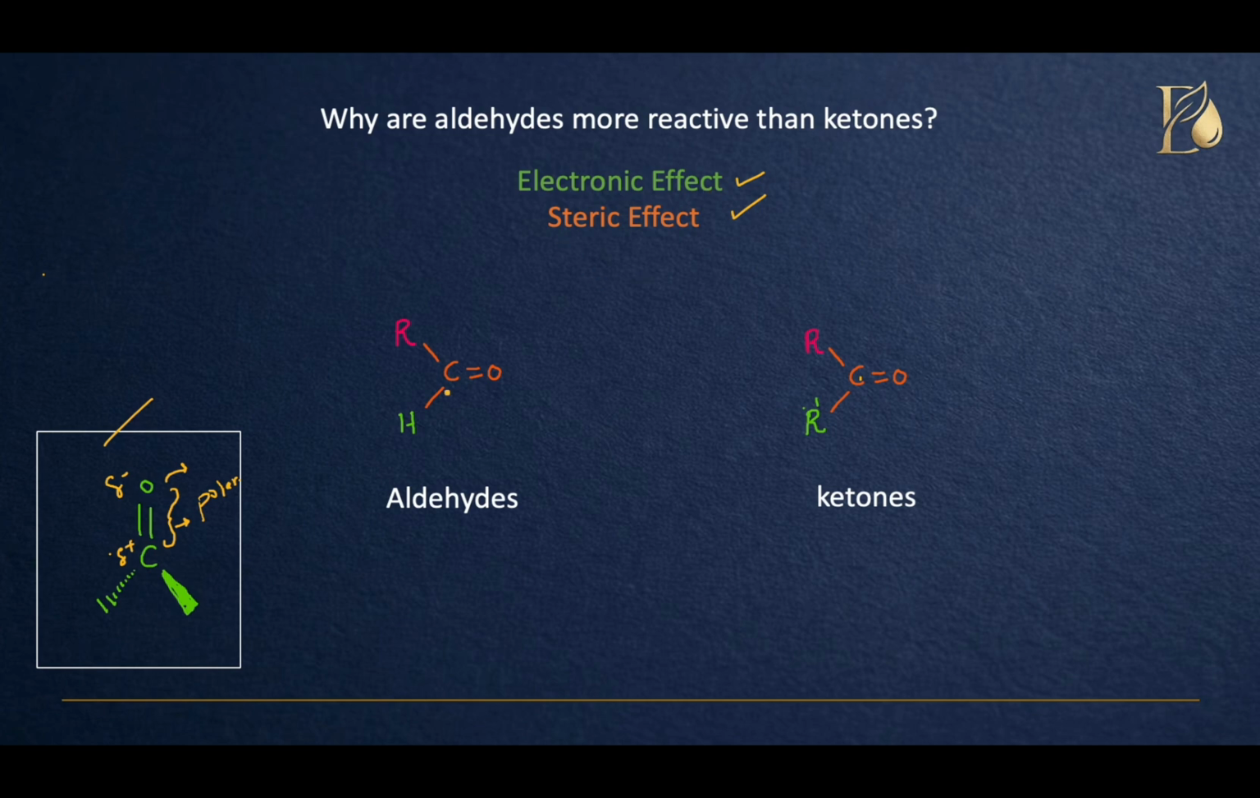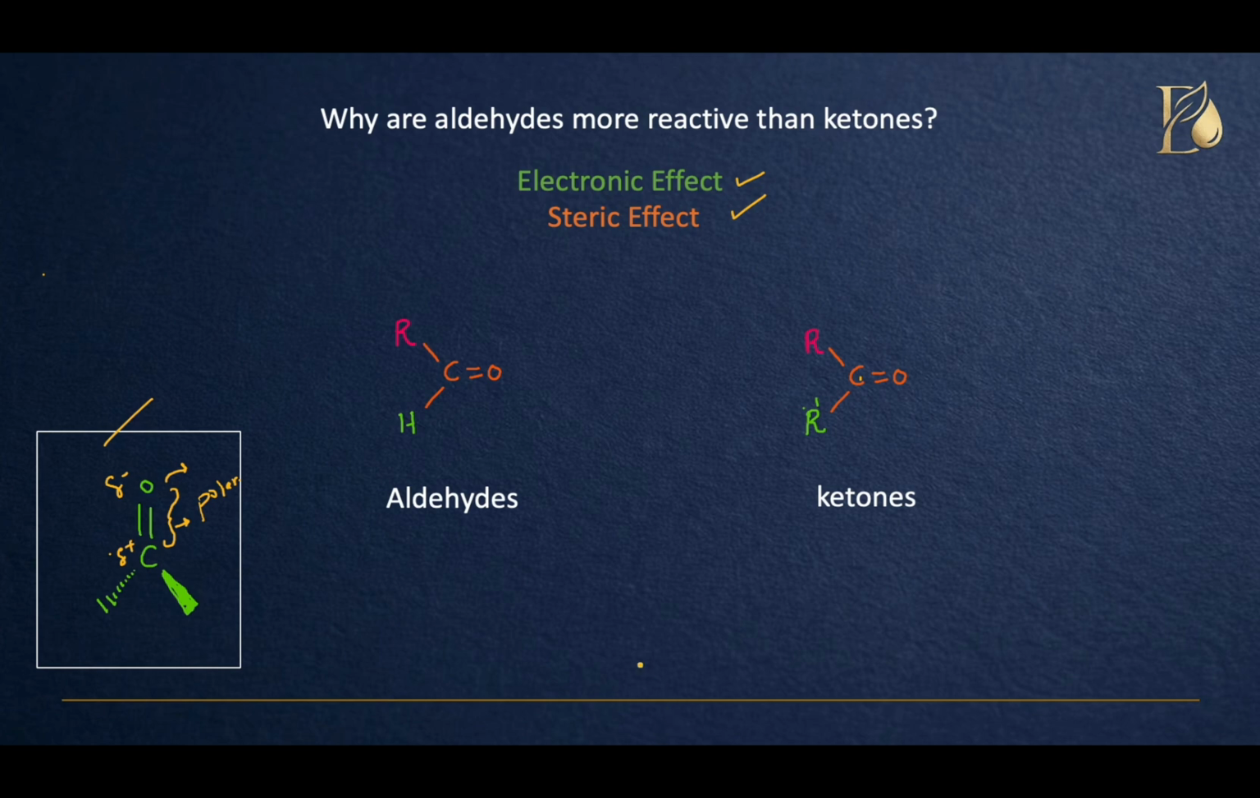So what is the difference between aldehydes and ketones? In aldehydes, the carbonyl carbon is attached to a hydrogen atom and another carbon atom, while in ketones, the carbonyl carbon is attached to carbon atoms on both sides, which are hydrocarbon parts, alkyl groups. So in aldehydes, there is only one alkyl group and one hydrogen atom, but in ketones, there are two alkyl groups. Alkyl groups show a plus I effect.